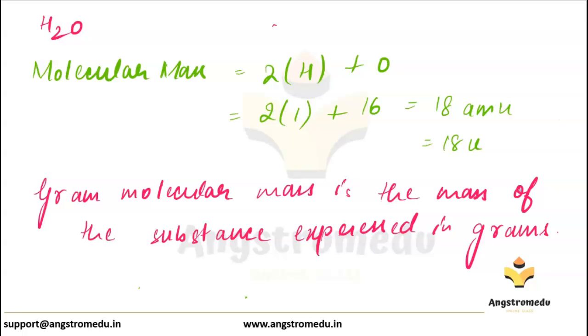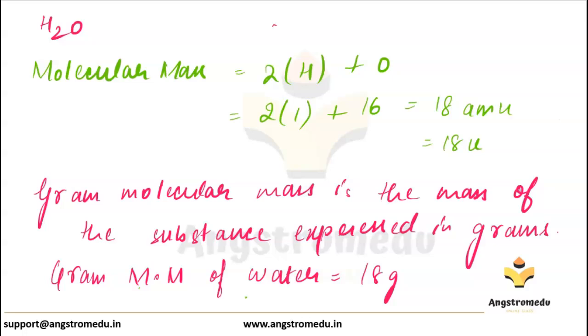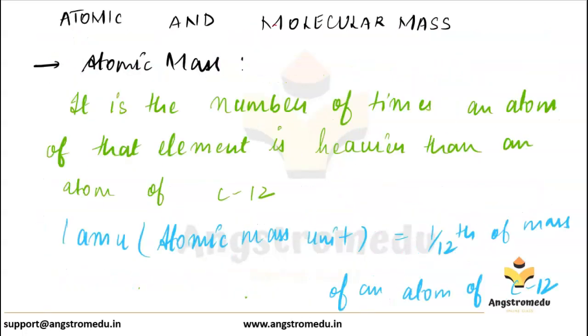For example, we have seen that the molecular mass of water is 18 AMU or 18 u. So the gram molecular mass of water will be 18 gram. So this is all about atomic and molecular mass.